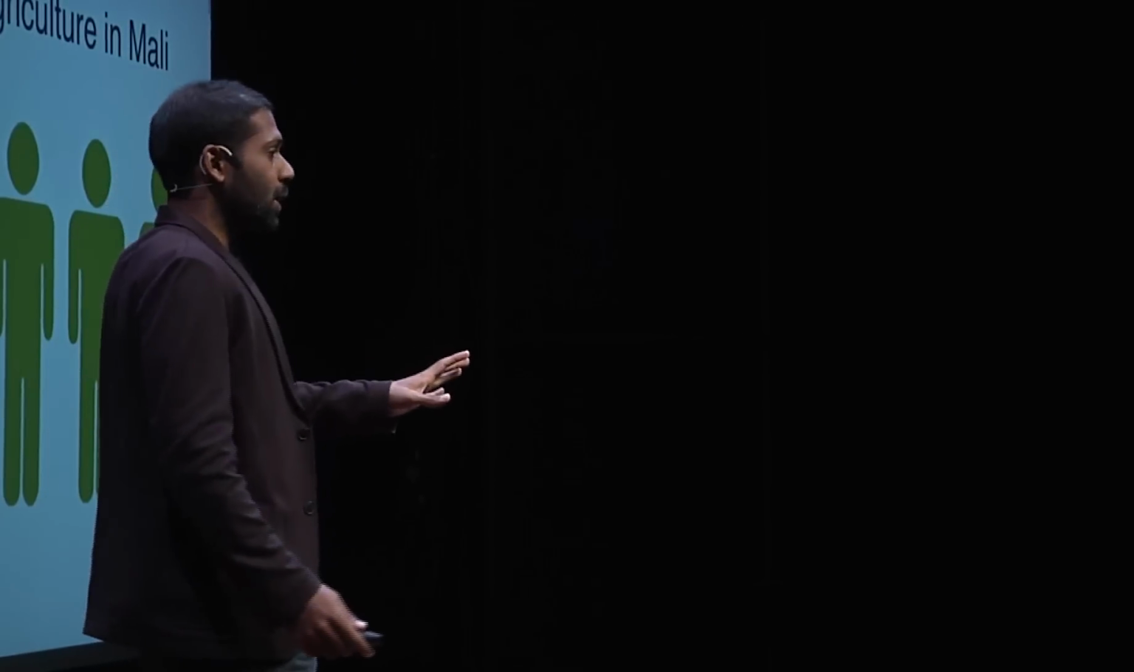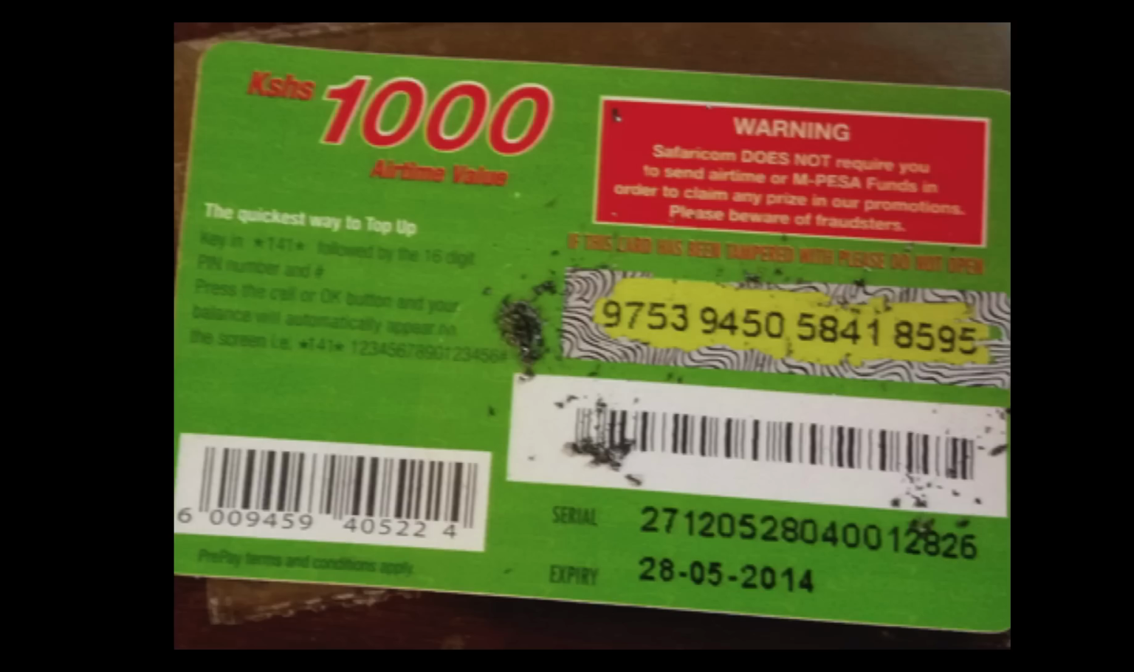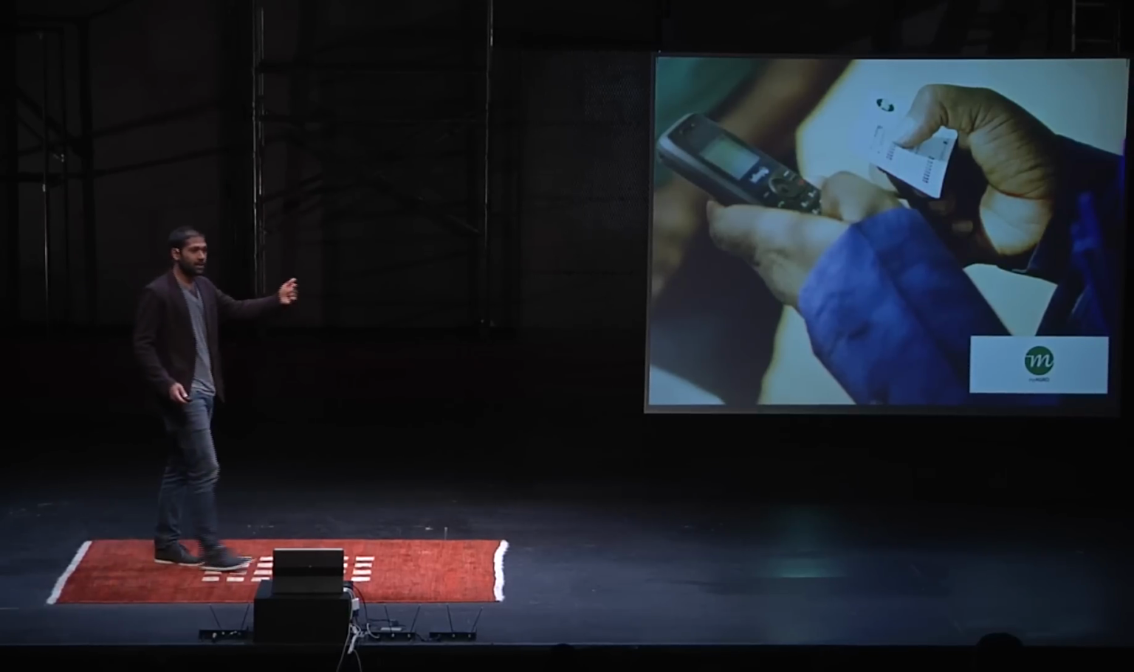So quick question. Has anyone been to a country where they've had to buy a scratch-off card to top up the airtime on their mobile phone? By way of hand, anyone? Great, so if you have, it might look something like this. And this is how MyAgro's entire model works. So they create these scratch-off cards. Farmers can go to a kiosk in their villages, buy a scratch-off card, SMS in the code that's on that card, and that'll accumulate savings in their account.